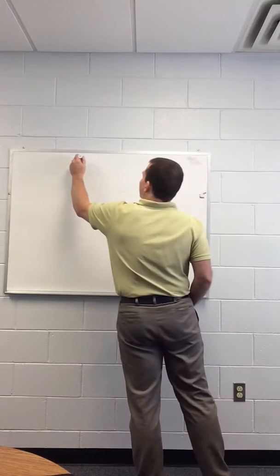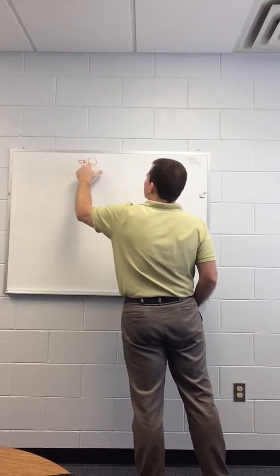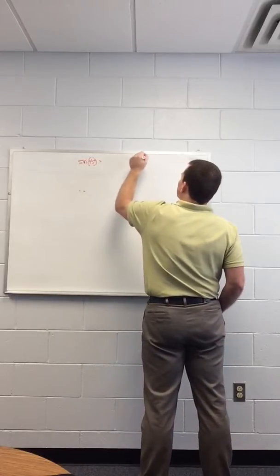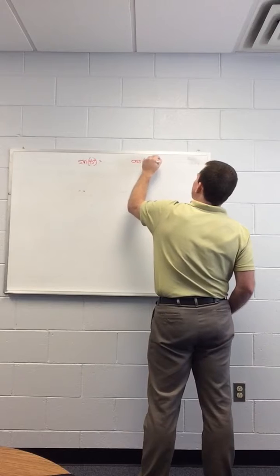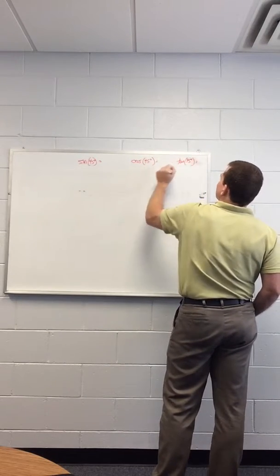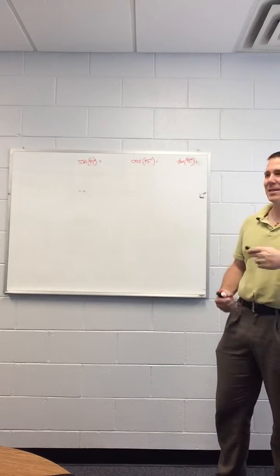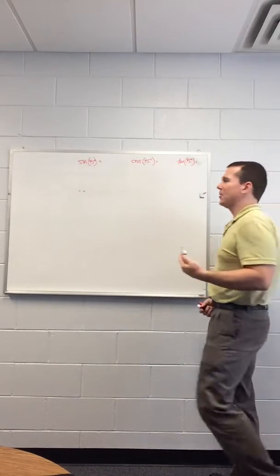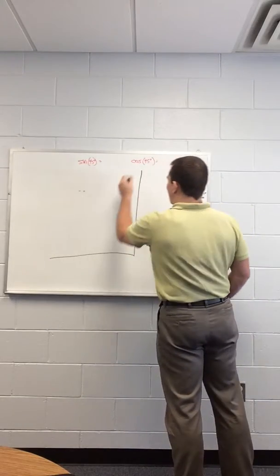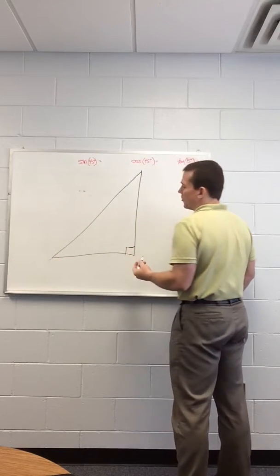So first off, I want to find sine of theta, or actually I guess we'll just say theta is 45 degrees: sine of 45 degrees, cosine of 45 degrees, and tangent of 45 degrees. There are different tricks you can use for this, but for a 45-degree angle, we'll just draw a triangle. We'll draw our standard right triangle right here. This is my 90-degree angle.